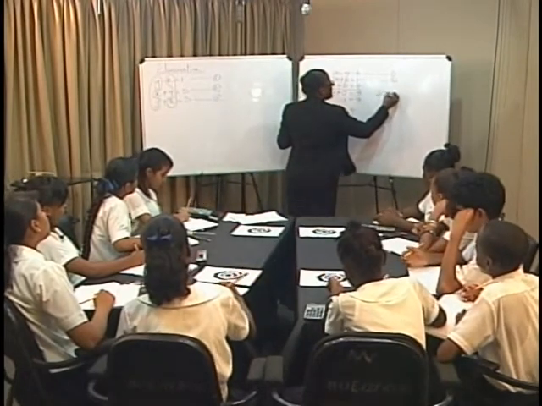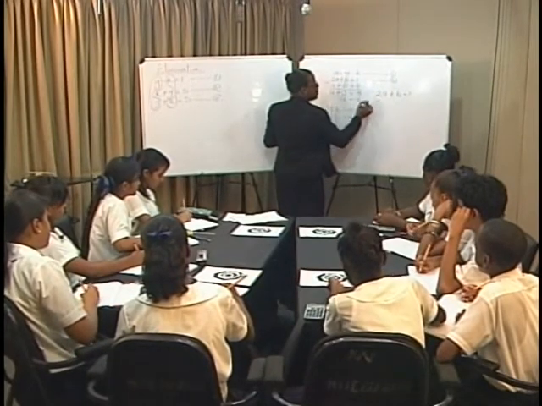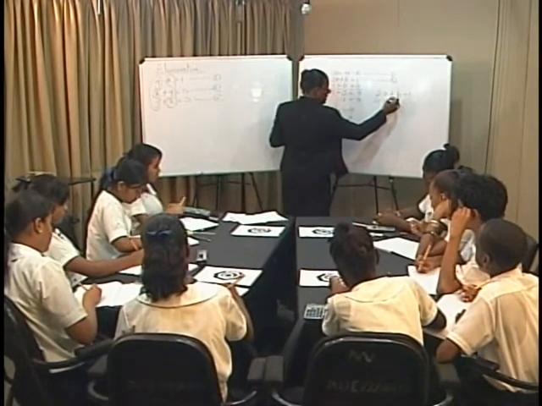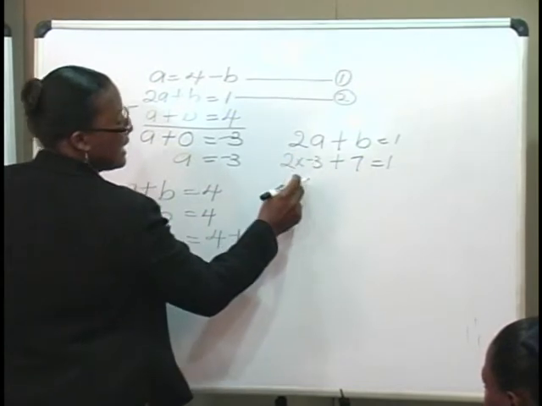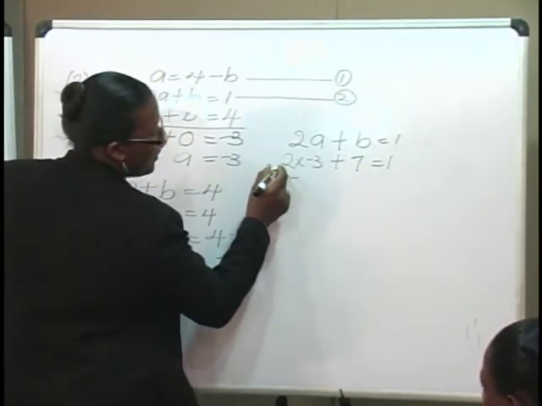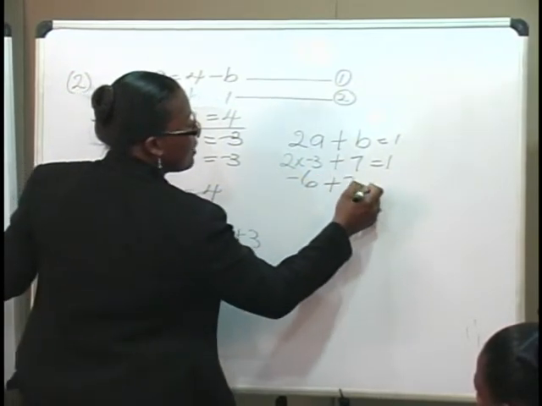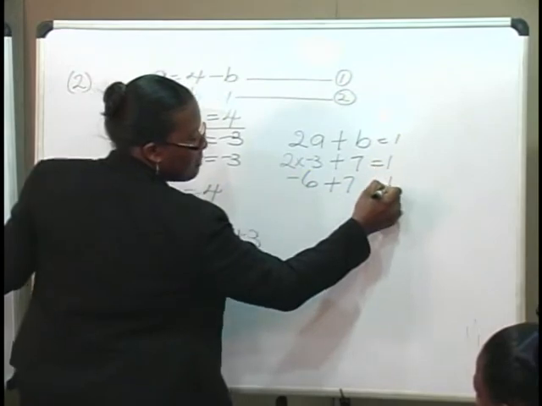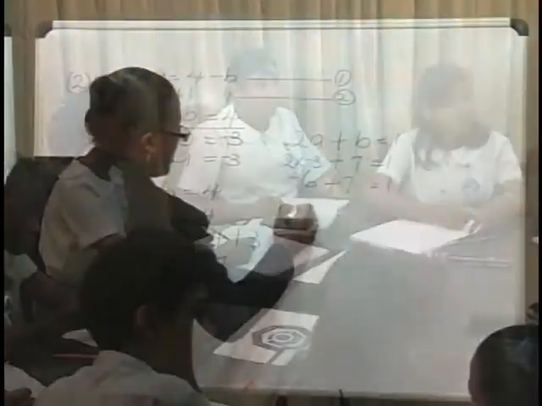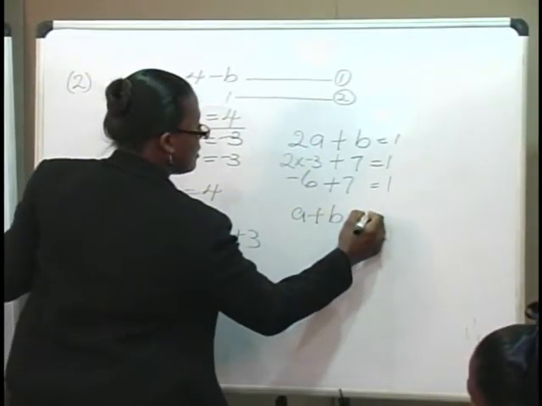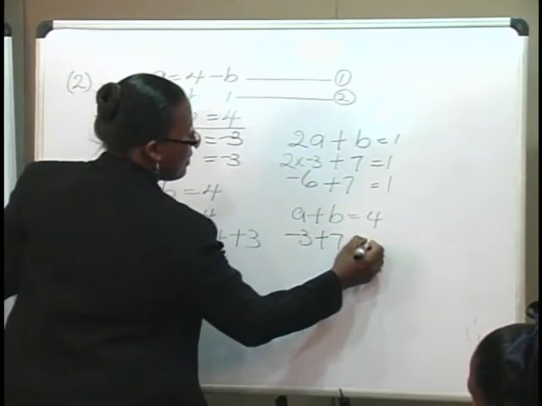2 A's added to B equals 1. 2 multiplied by A, which is negative 3, plus B, which is 7, equals 1. When a positive is multiplied by a negative, you have a negative. 2 3s are 6. If we have a negative 6 and we add a 7, what will we get? A positive 1. Let's try the other equation. A plus B equals 4. A is negative 3 plus 7 equals 4.